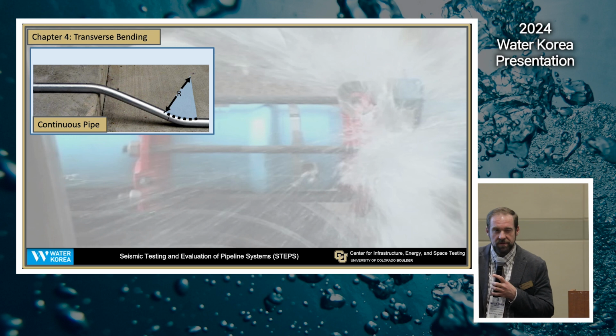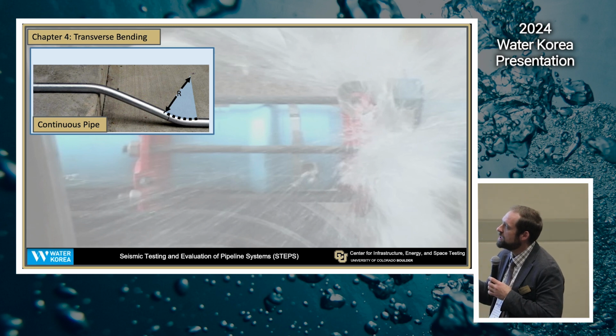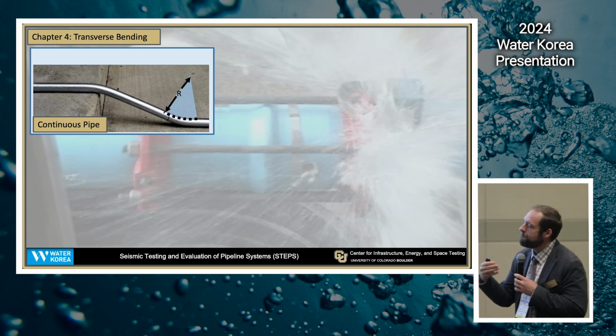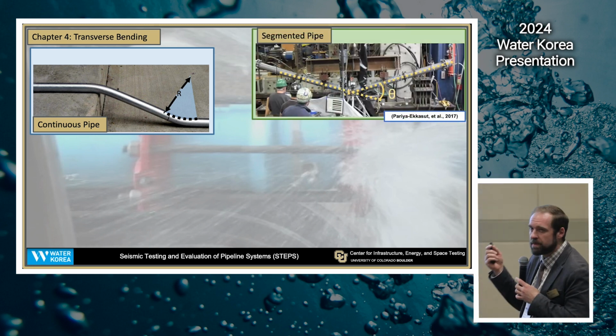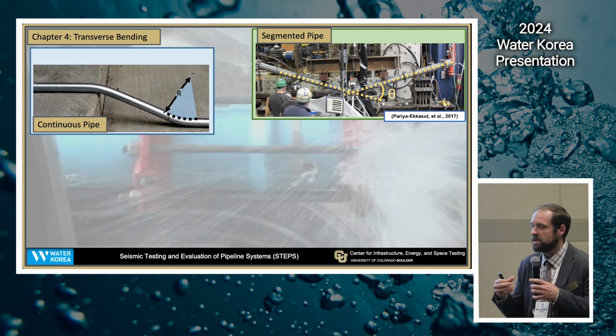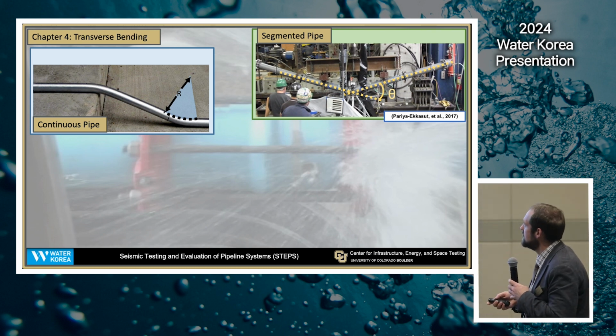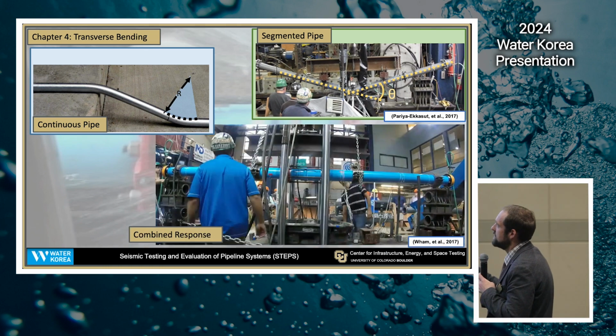Talk a little bit about transverse pipes, transverse bending. So a continuous pipeline will accommodate transverse loading through developing sort of a radius of curvature where you're getting axial tension on one side of the pipe and compressive strains on the other side of the pipe. We also have segmented pipelines where we concentrate the majority of the deflection really at the joints. And so this is an example of a test where that deformation is there. And then we have sort of this combined response.